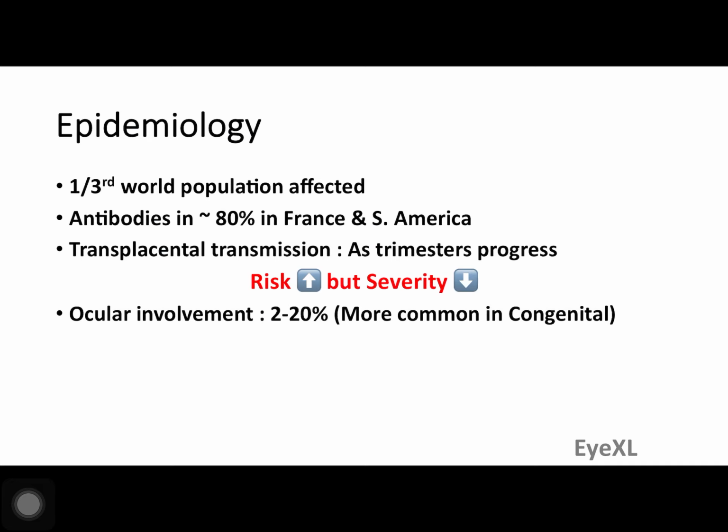Just because you have toxoplasmosis in your systemic circulation doesn't mean that you will be affected in the eye as well. Ocular involvement happens only in 2 to 20% of the people affected by Toxoplasma. So only 1 in 5 at the most patients of toxoplasma will show ocular features. And this is more common in case of congenital toxoplasmosis. As much as 80% of children with congenital toxoplasmosis will show ocular features. And that is because the immune system is not as mature as in case of an adult.